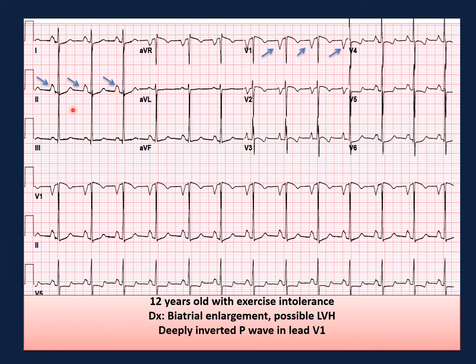This is another example of atrial enlargement. If you look here, the P wave is taller than 3 tiny squares and also wide, and in V1 there is a very deep negative, deeply inverted P wave. This indicates left atrial enlargement. So tall and deep also in V1. This indicates right and left atrial enlargement and possible left ventricular hypertrophy.